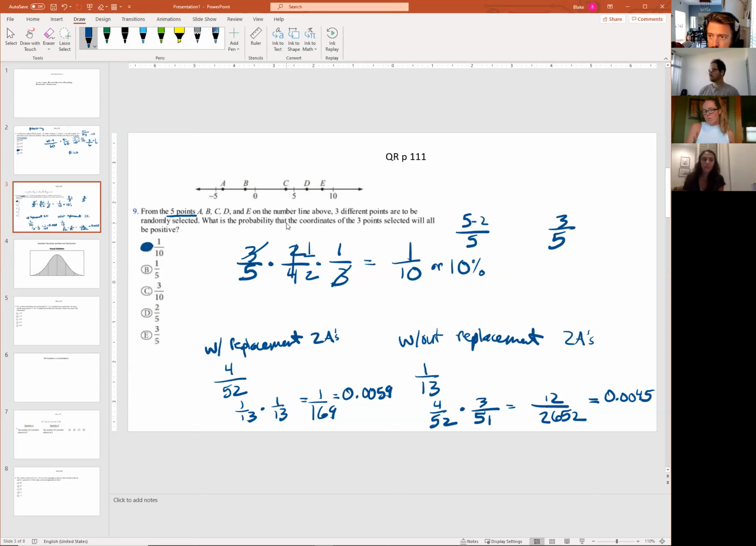That makes sense to you guys? Everyone feels like they got it? Yeah. It's really important to understand when you use replacement or not, and they'll either tell you with or without replacement, or if you're selecting all of them at once, then there's no replacement.